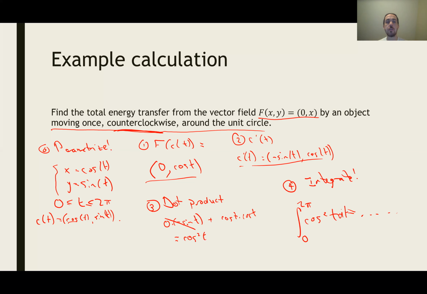And this sequence of steps is always what we need. We need to parameterize, we need to plug in, we need to find velocity, we need to calculate this dot product, and then we need to do the integration. And that's it.